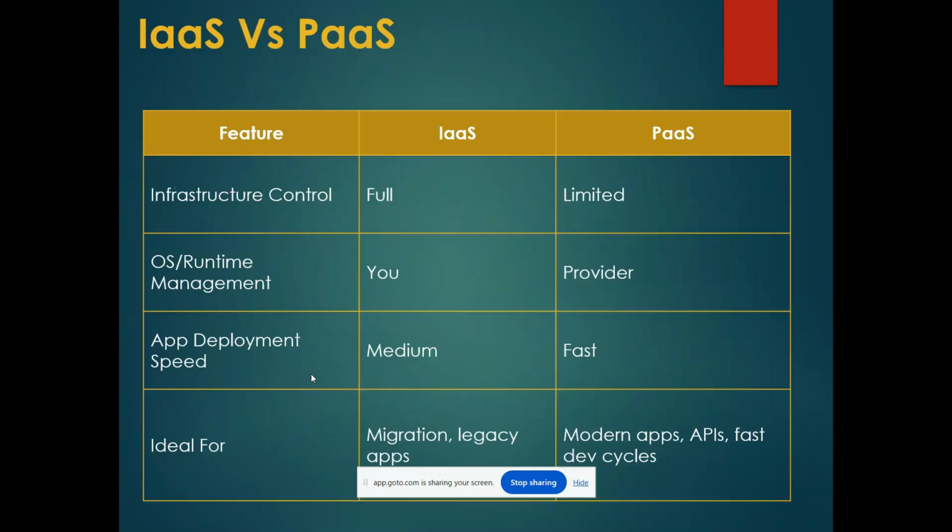Okay, now we will compare what is IaaS and what is PaaS. So feature, infrastructure control: for IaaS it's full, and for PaaS it's limited. OS runtime management: all these things will be managed by us in IaaS, and in PaaS all these things will be managed by the provider. And app deployment speed: if you choose infrastructure, then it will be medium, and if you choose platform, then it will be very fast. So IaaS is ideal for migration and legacy apps, and PaaS is for modern apps, APIs, fast dev cycles. Okay, so this is the comparison of IaaS and PaaS.